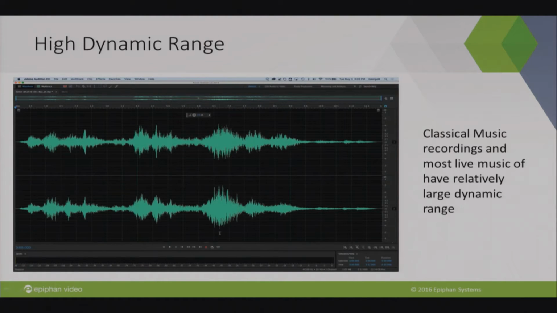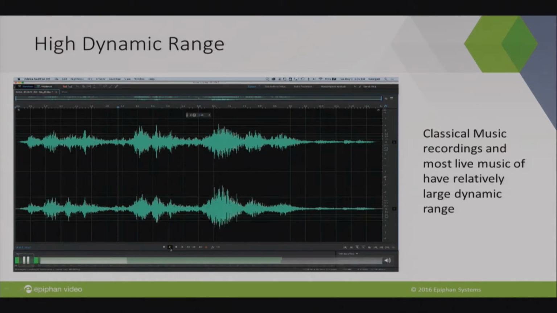Classical music, just to give you an idea of dynamic range and what it sounds like, classical music typically has a large dynamic range, and I'm going to try to play this clip, and we'll see. You can watch the meter as it plays. Let's see how much it varies.